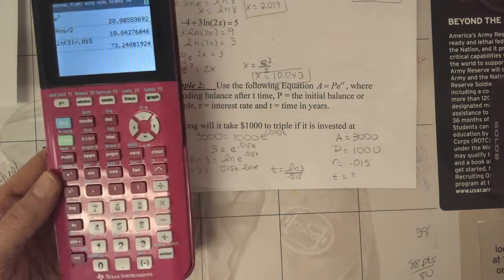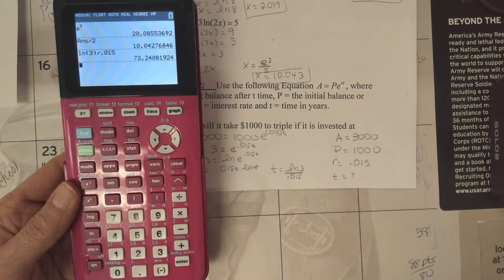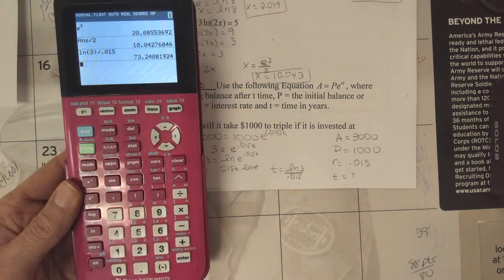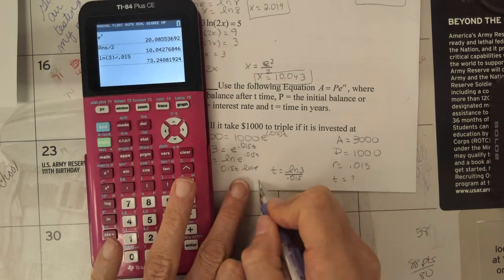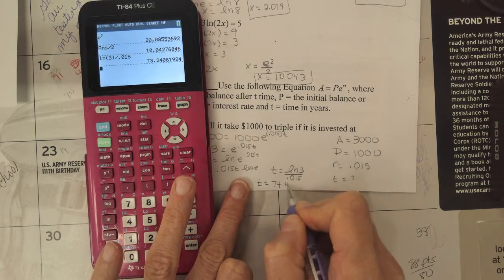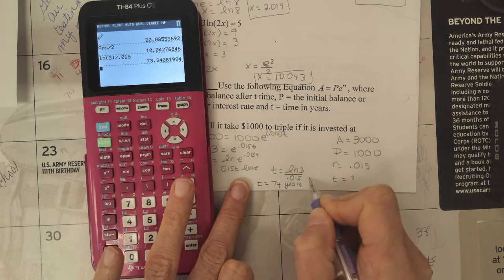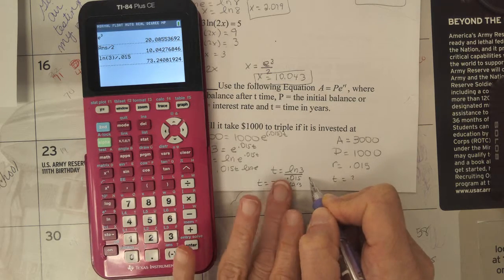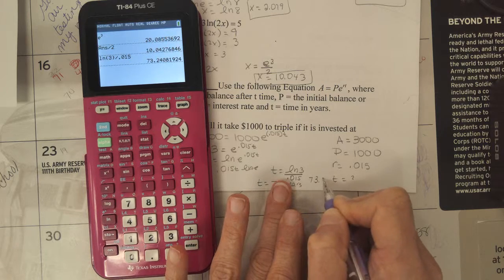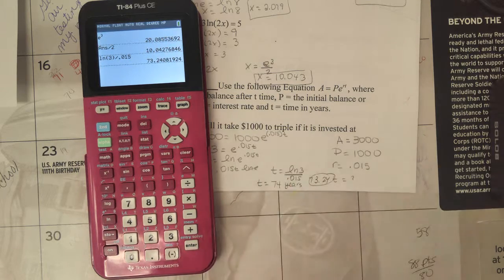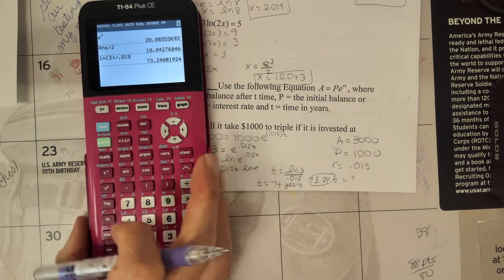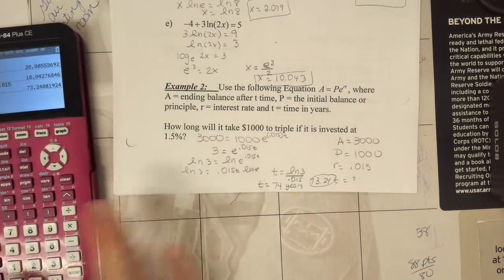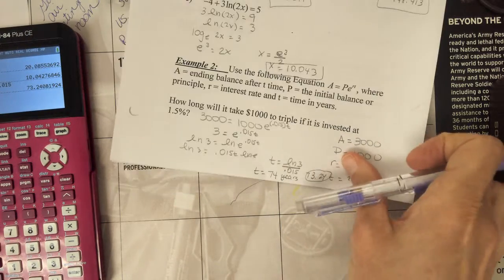But if it asks you to round to the nearest year, if you round to 73, your money will not have tripled by that time. So we would round up. So T equals 74 years. If it says to round to the nearest part of the year, you could just say 73 and 2.4 years if you wanted. Usually we round to the nearest whole year. So that's the notes on solving natural logs and exponential equations.